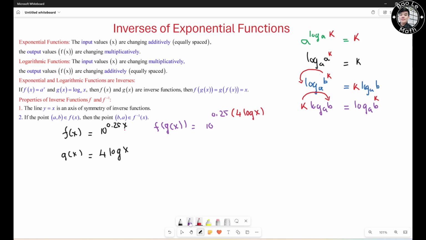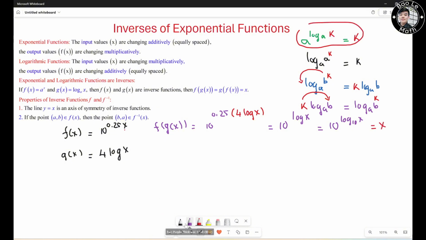Alright, now I need to simplify this one. So it turns out to be 0.25 times 4, which means 1, right? So I have 10 to the log s. I know that if I just write log, it means log base 10. So I just rewrite this one as 10 to the log base 10 of s. I look at this one, the same thing right here. I apply the first formula right here, so the answer must be s.